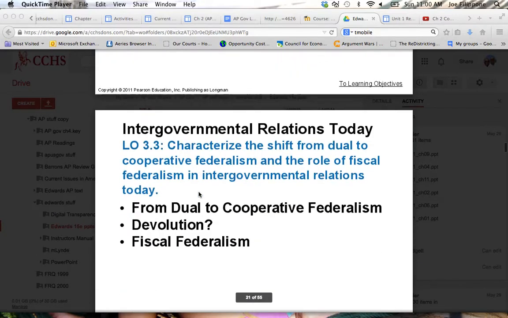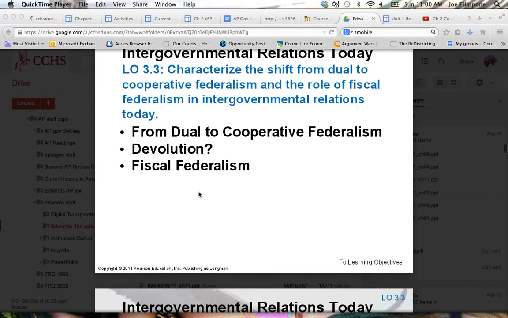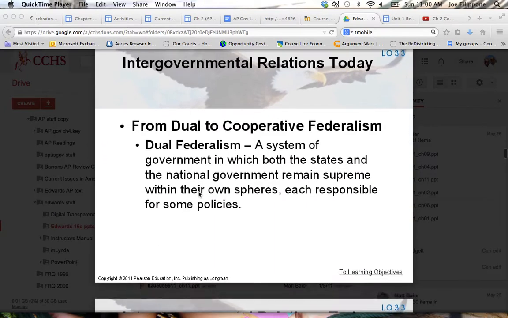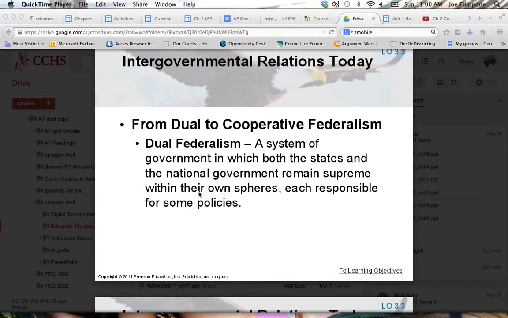Okay, let's go on to the development of intergovernmental relations, which is basically federalism here. Okay, at first there kind of was a dual federalism. Okay, and we'll define that as the national government remains supreme within their own sphere, and the state remains supreme in their sphere. Okay, and each were responsible for some policies. Okay, kind of like a layer cake. Think of it as a layer cake.